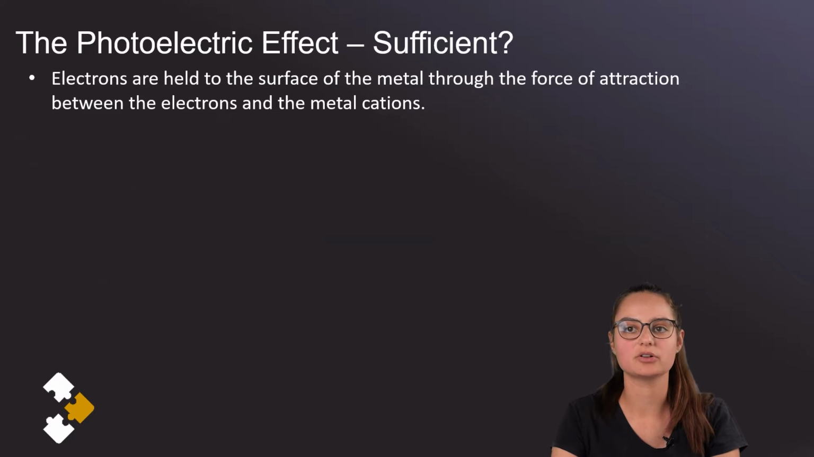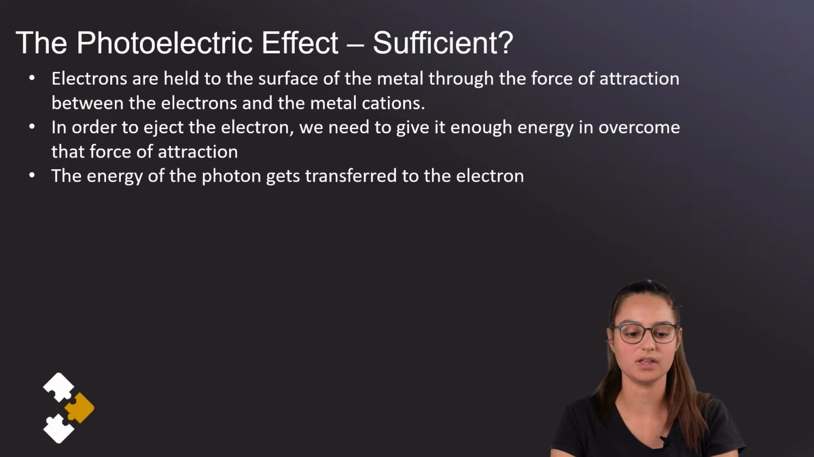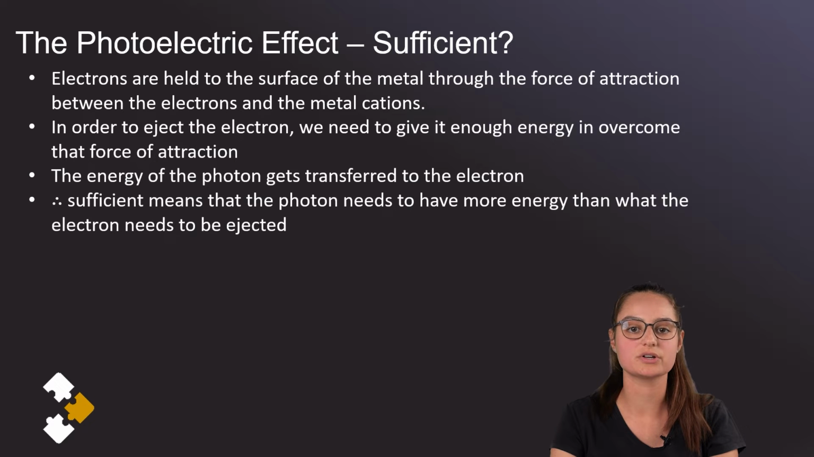So when we talk about sufficient energy, we're talking about how electrons are held to the surface of the metal through the forces of attraction between the electrons and the metal cations. So in order to eject an electron, we need to give it enough energy to overcome this force of attraction. The energy of the photon gets transferred to the electron, and therefore sufficient refers to the photon needing to have more energy than what the electron needs to be ejected.